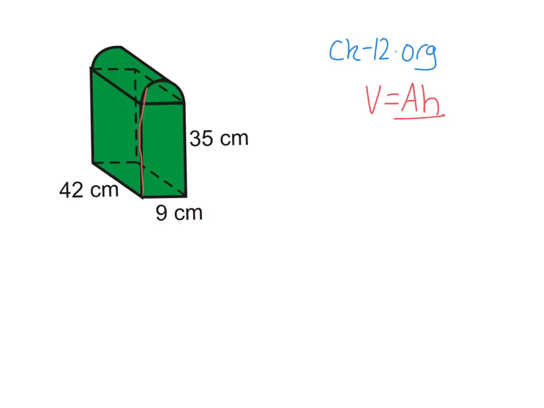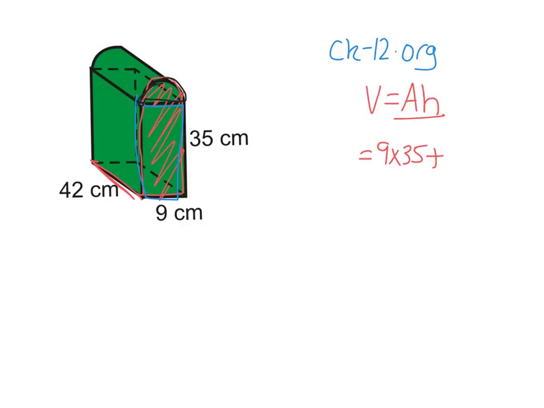So I'm going to find the area of the base, which is here. Find that area and times by the perpendicular height. So let's find the area of the base. I have a rectangle here, which is 9 times 35. And I need to add that to the half circle here, this one here.